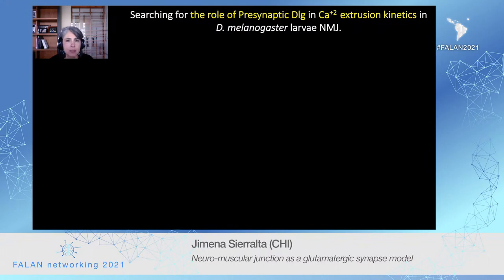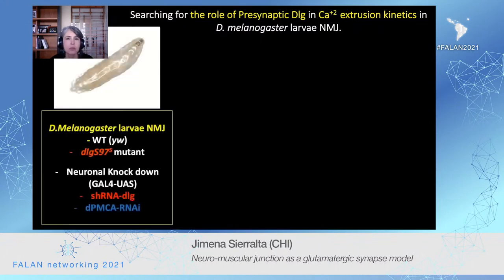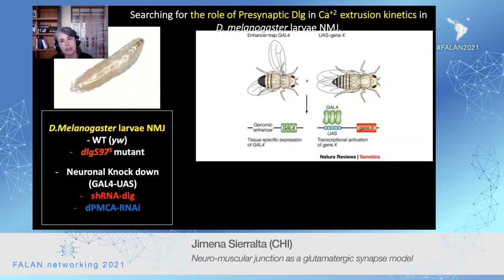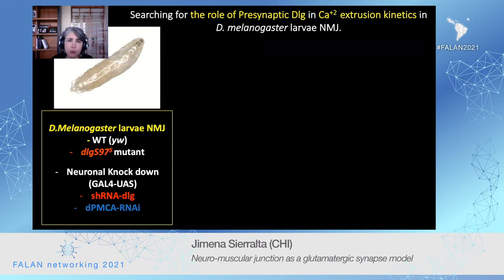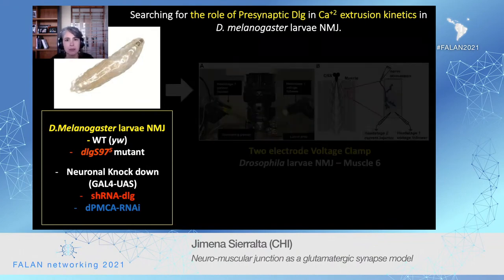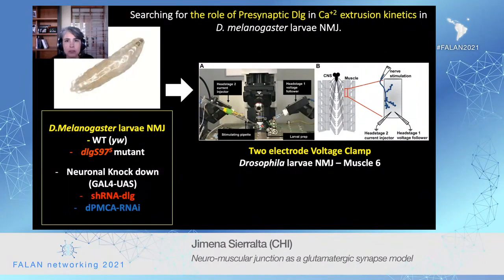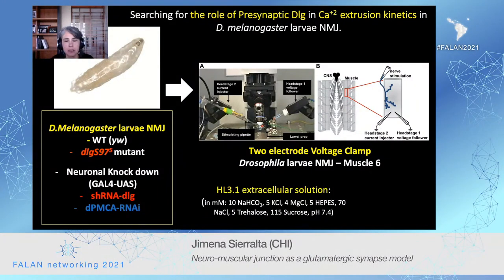So to study the role of presynaptic DLG in calcium extrusion, we use third instar larvae, and we downregulate the expression of DLG or PMCA presynaptically using the UAS-GAL4 system and two different GAL4s, one pan-neuronal and one motor neuron specific. And we also use the DLG mutant. For recording the currents, we use two-electrode voltage clamp in muscle 6 and in normal HL3.1 extracellular solution.